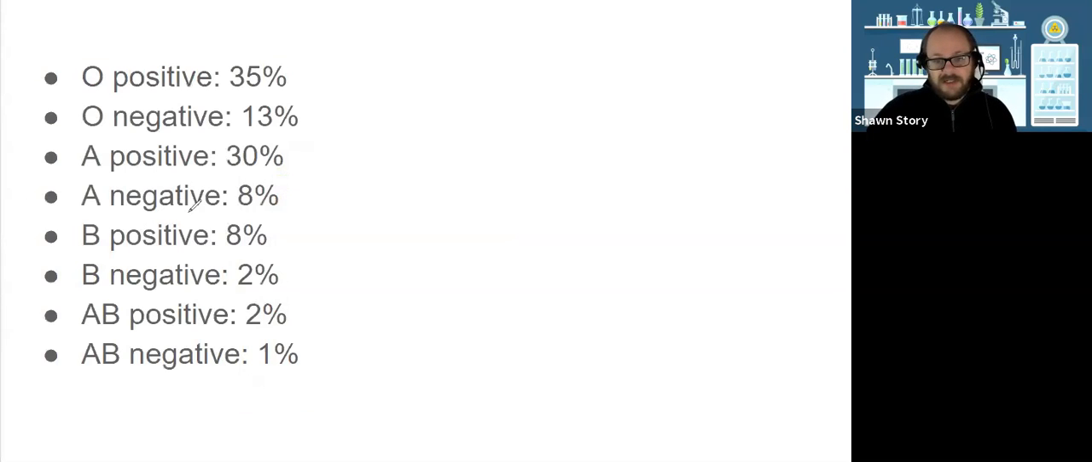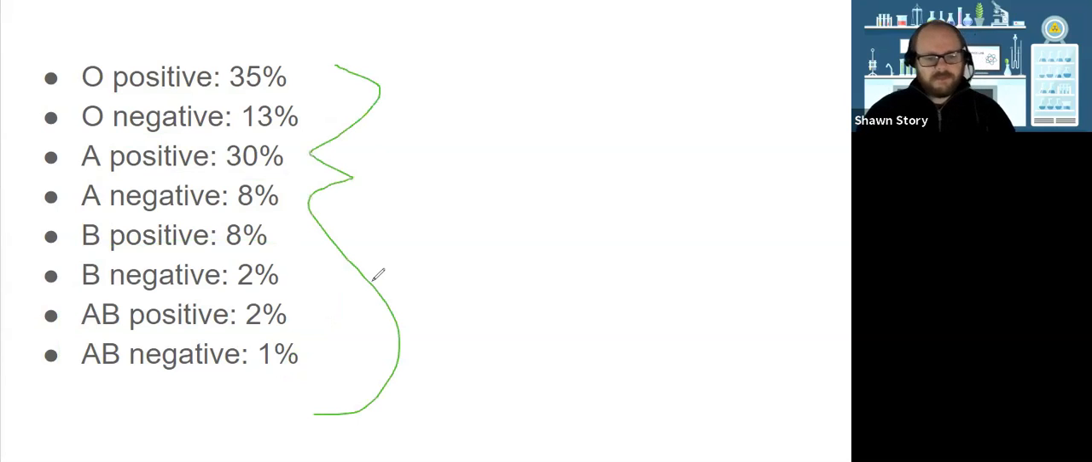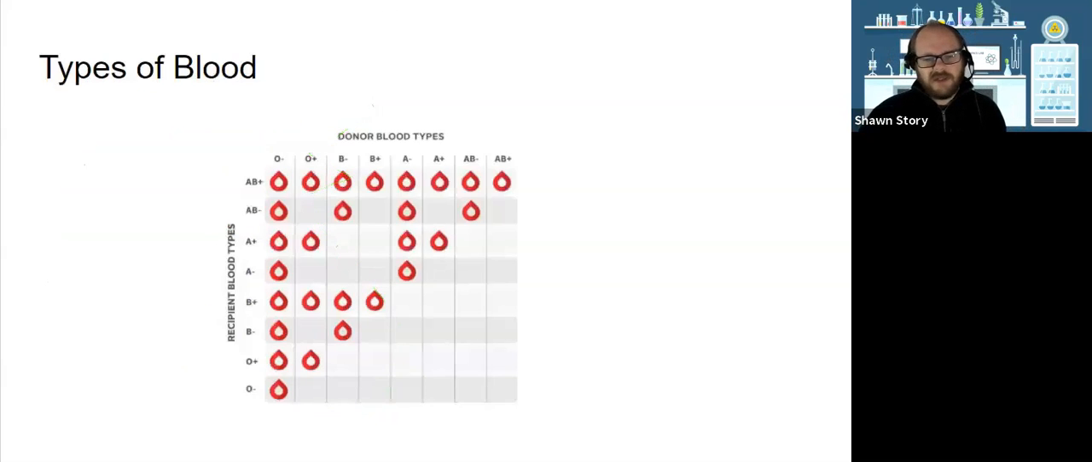When we look at the percents of how popular they are, O negative is only 13% of the people. Most people, I shouldn't say most, but the largest is 30%, which is A positive. And then the least frequent would be B negative, AB positive, and AB negative. All right, any questions about that? Does that make sense? Are we good on blood types?